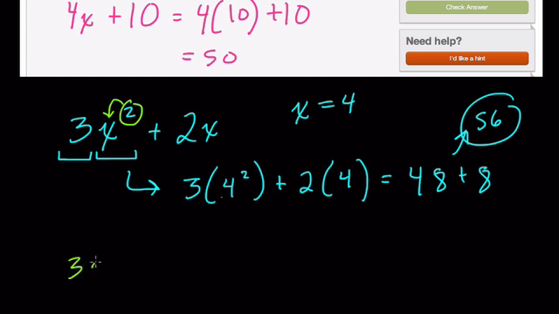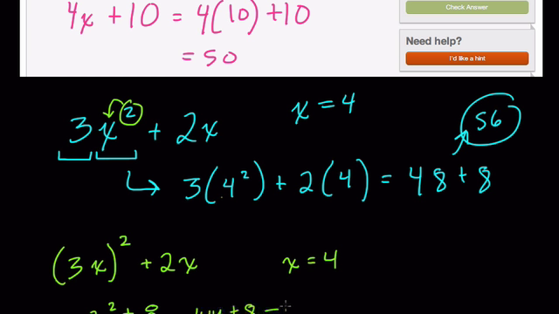If you saw this, however, 3x in parentheses, squared, and it's plus 2x, now it's different. If x equals 4, now you have 3 times 4, and you're squaring that. So it's 12 squared plus 8, since 2 times 4 is 8. That's 144 plus 8, which equals 152. Just be careful how the exponent is placed in these types of problems, and be careful when you're thinking about what it's referring to.